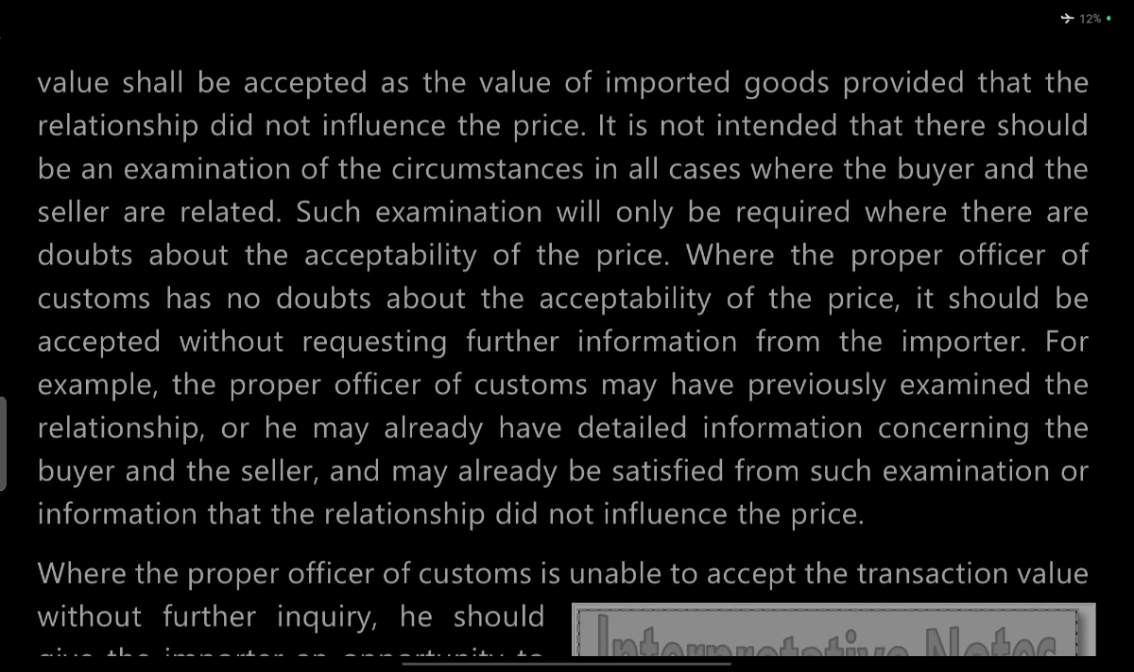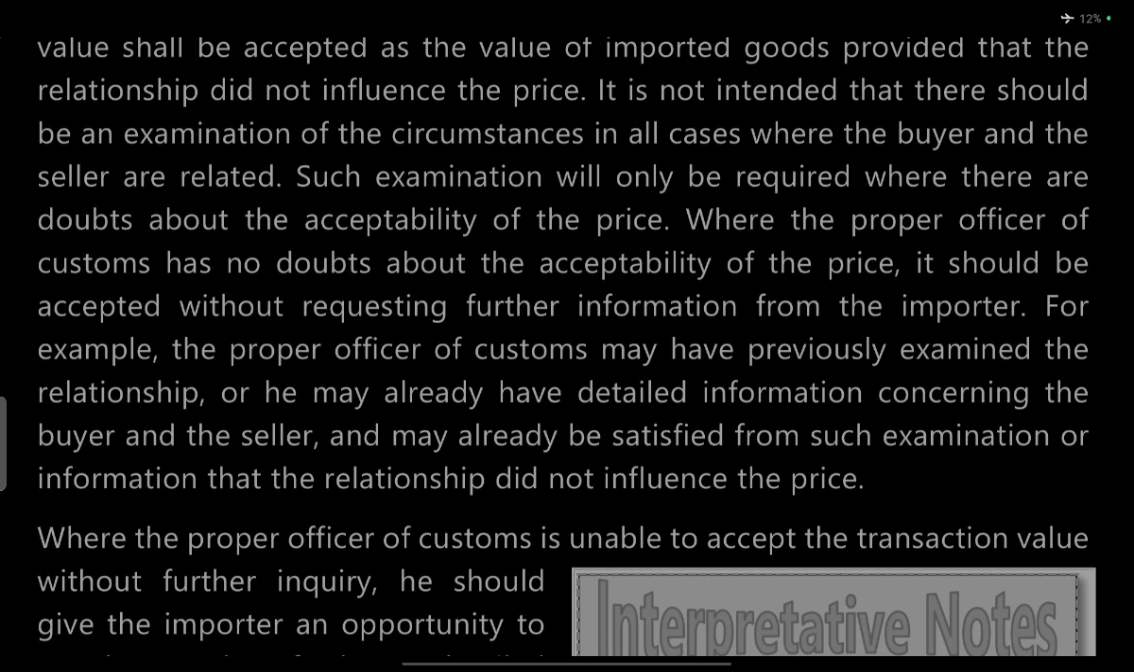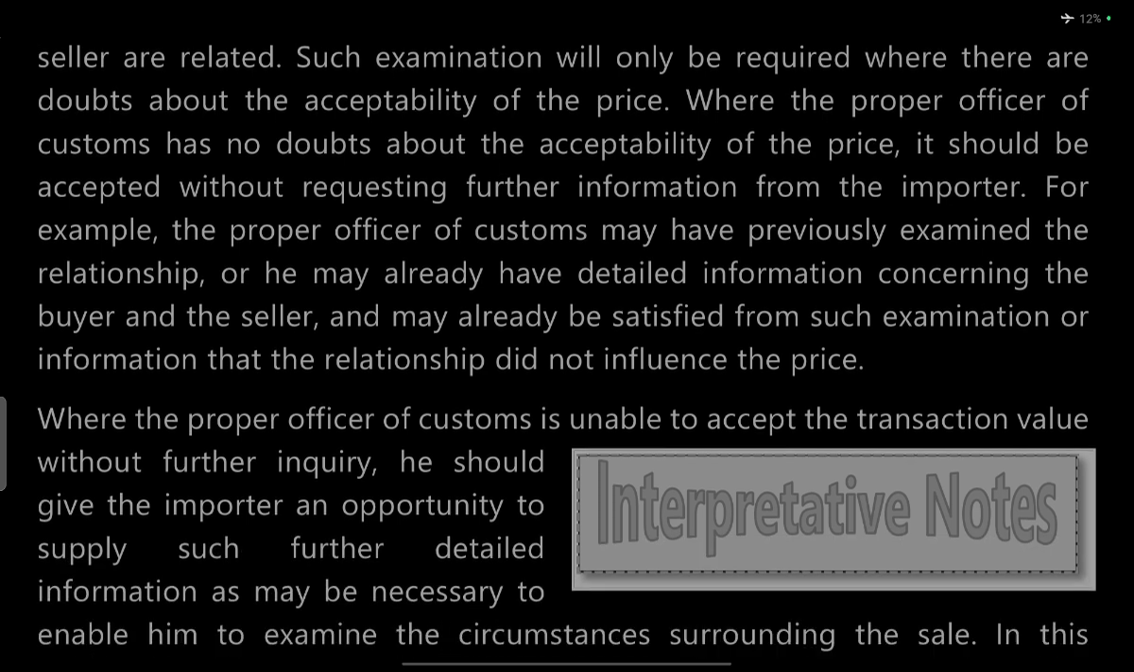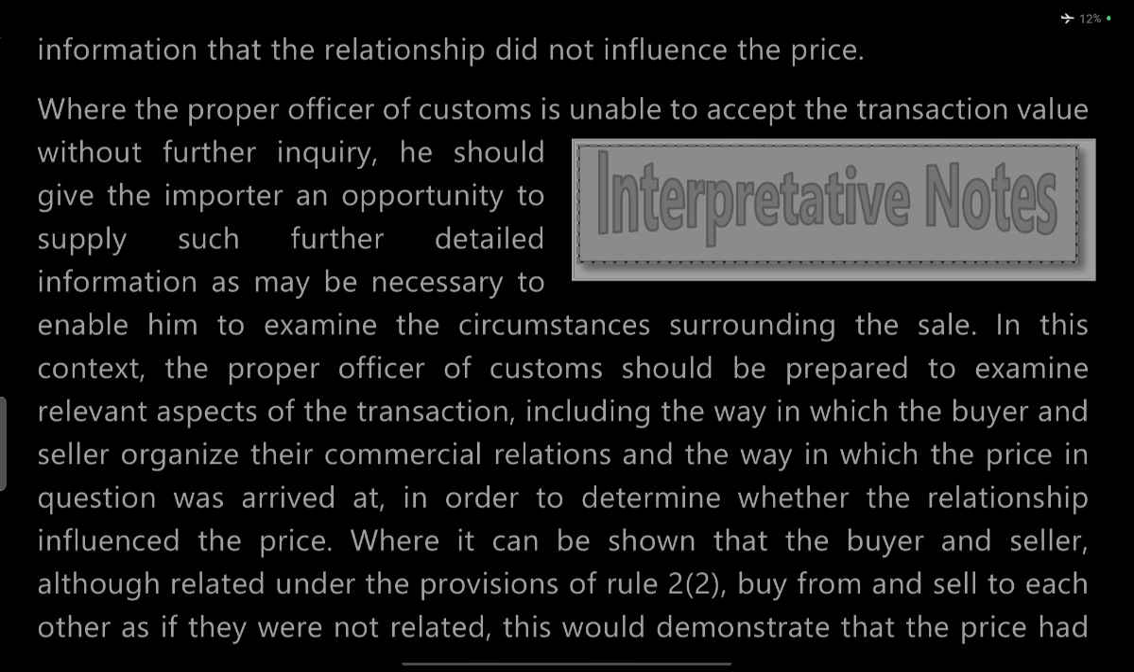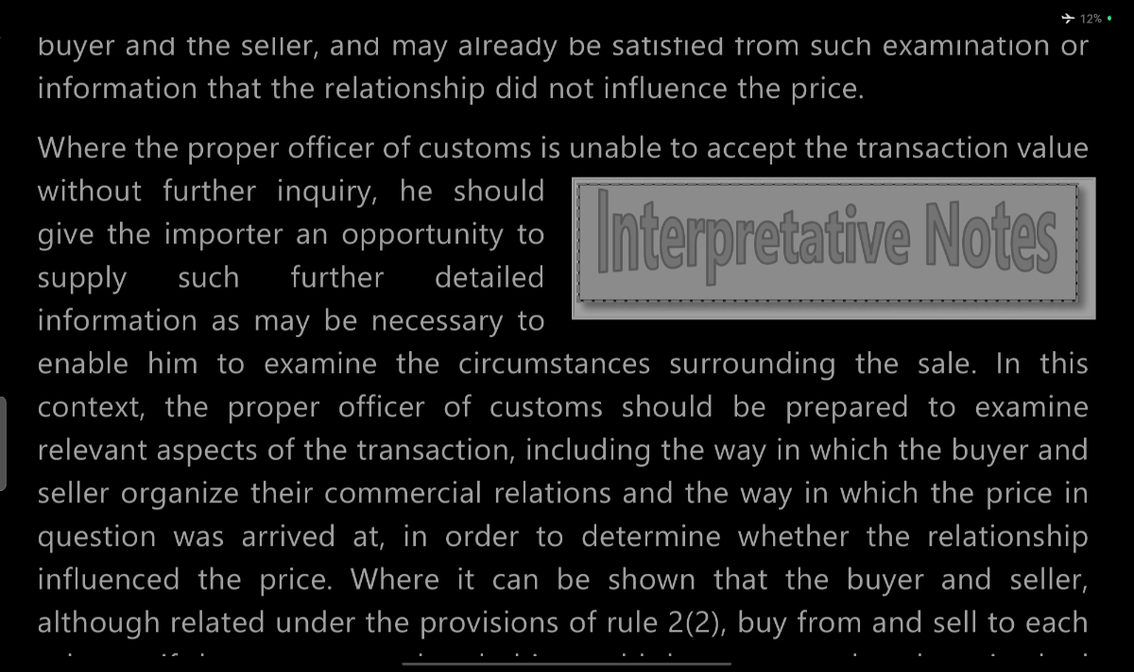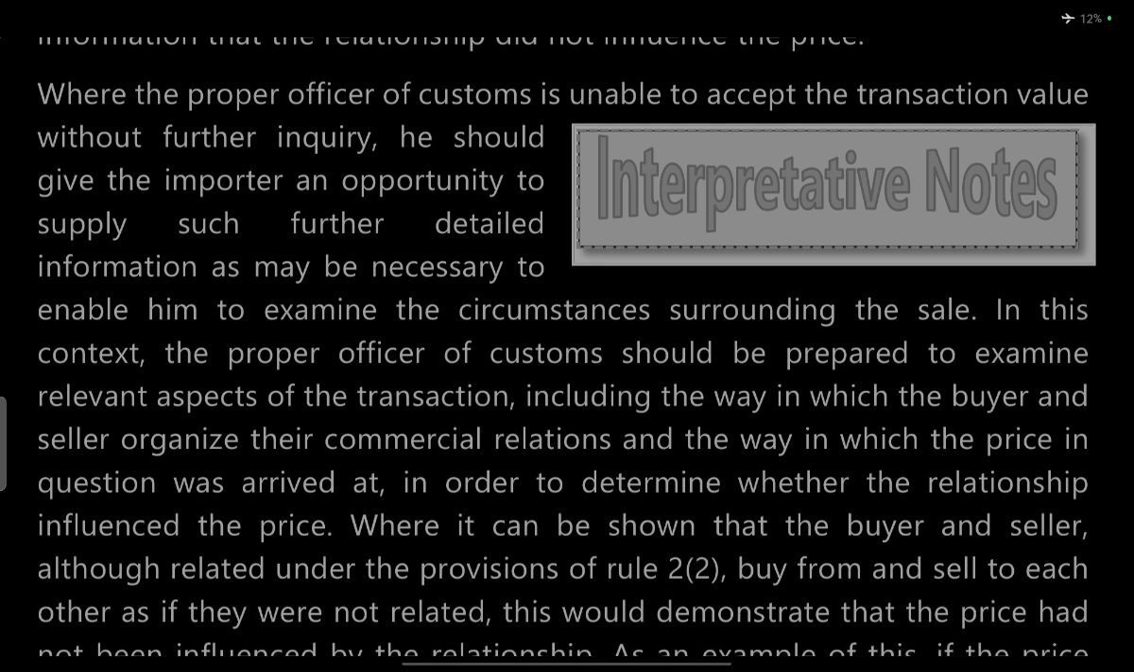Such examination will only be required where there is a doubt about the acceptability of the price. If the proper officer of customs has no doubt about the acceptability of the price, it should be accepted without requesting further information from the importer. For example, the proper officer of customs may have previously examined the relationship, or he may already have detailed information concerning the buyer and the seller, and may already be satisfied that the relationship does not influence the price. Where a proper officer of customs is unable to accept the transaction value without further inquiry, he should give the importer and exporter an opportunity to supply such further detailed information as is necessary to enable him to examine the circumstances surrounding the sale.